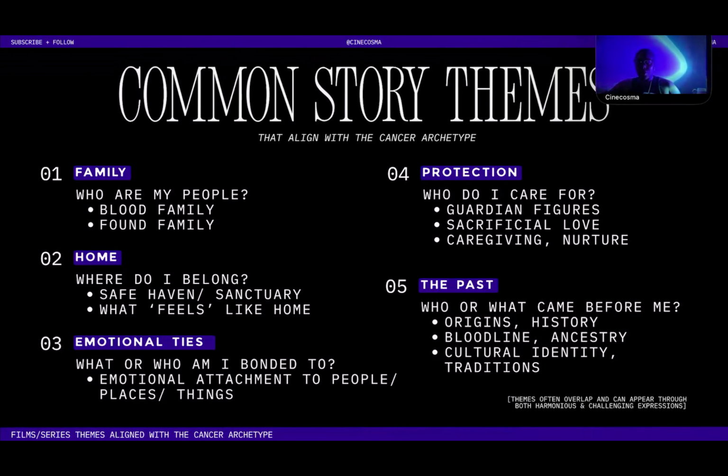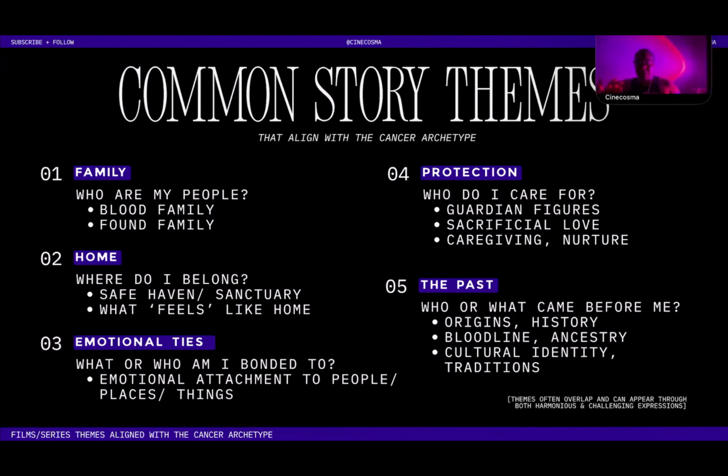One thing you'll come to learn about the Cancer archetype, if you didn't already know this, is that Cancer is a very emotional sign, and they can bond and latch on to people very tightly, especially if there's emotional connection there. So, what or who am I bonded to? What is the emotional attachment to people, places, or things that the character has?